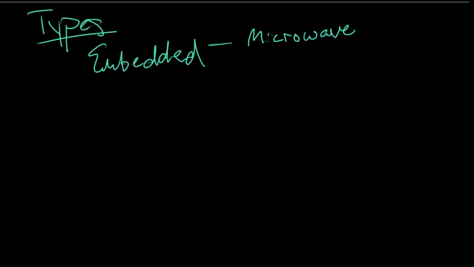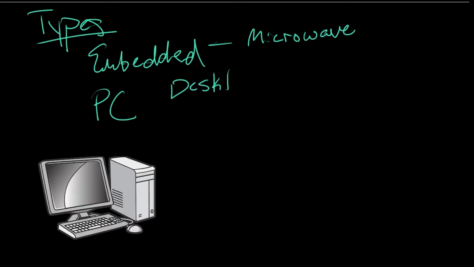Alright, so the second type of computer that I want to talk about is the personal computer. The PC stands for personal computer, and there are three personal computers that I want to talk about. First being the desktop. The desktop is just the box that sits under your desk that's connected to a monitor, and this is what people usually think of as a computer, but really a computer has a much broader spectrum than just the desktop.